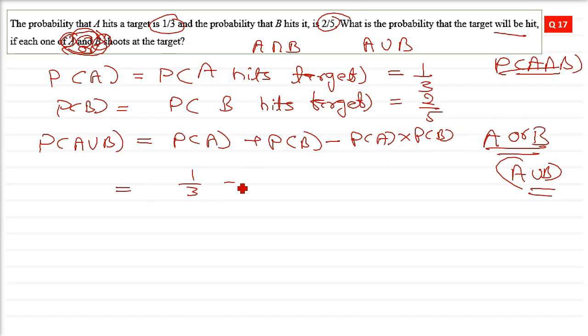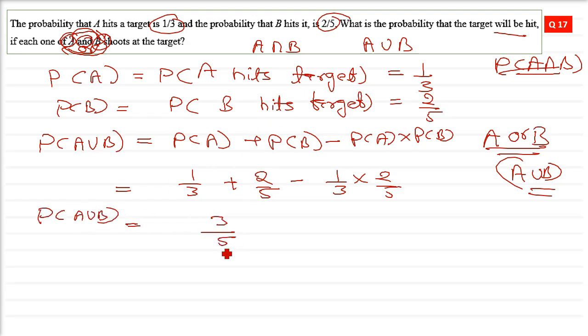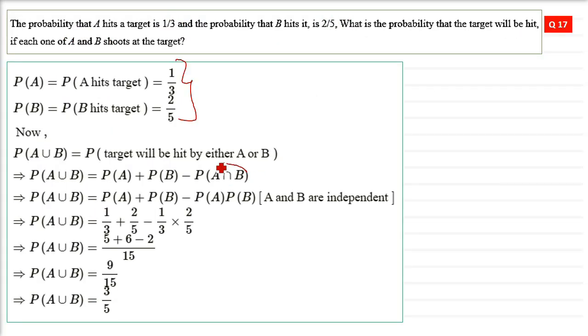Now let's change here P(A) to 1 by 3, P(B) to 2 by 5, and P(A) into P(B) is 1 by 3 multiplied by 2 by 5. This can be computed. I know this is quite easy for you. It will be 3 by 5. This is A union B. 3 by 5 will come as the answer. So this is how it will be done.